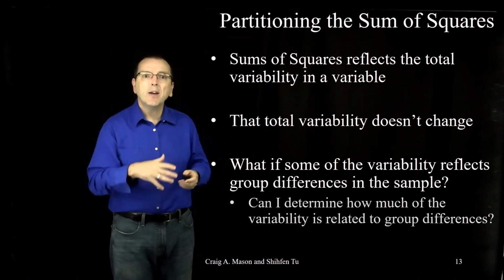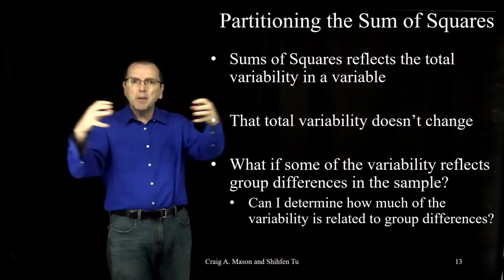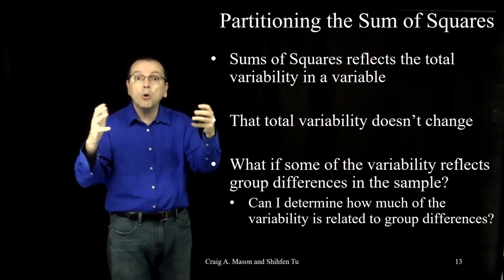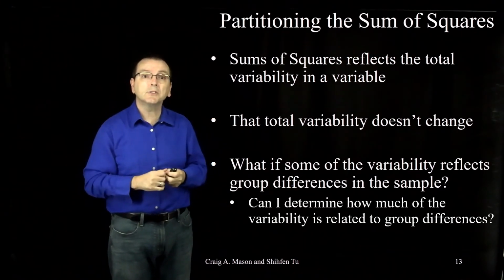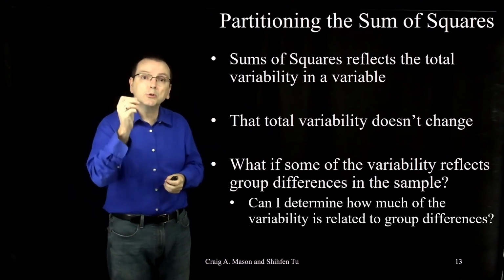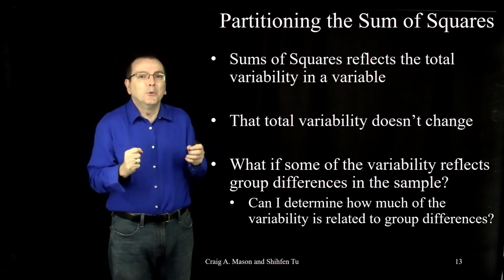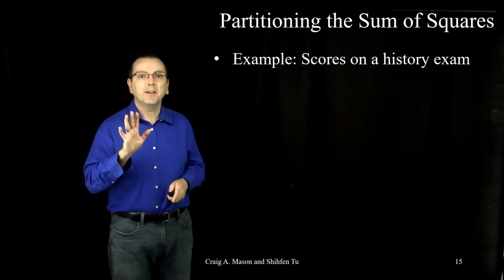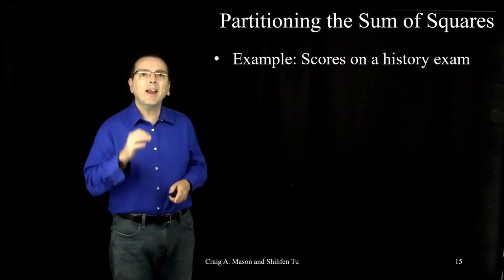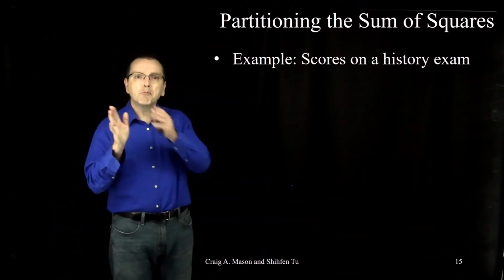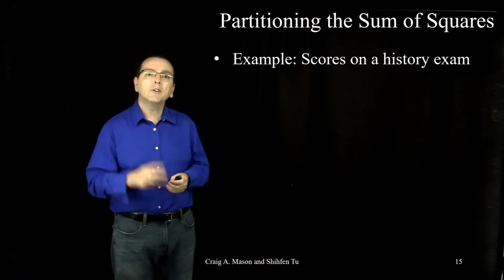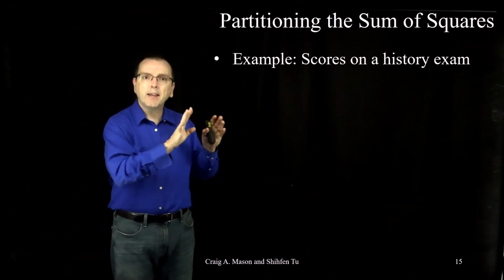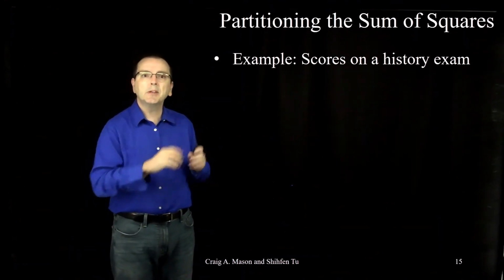Can I somehow tease apart the piece of that total variability, that part of the original sums of squares that's related to those group differences? Right? That's where we're headed. But to get there, it helps if we first break each student's score into 3 different parts. All right? Let's do that by working with this same history example.